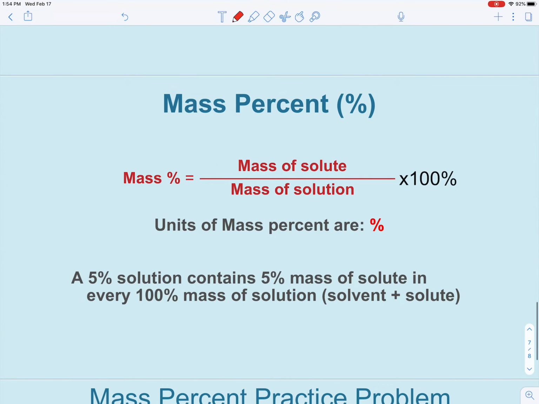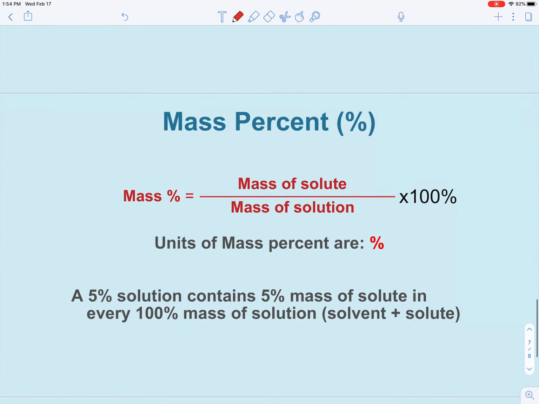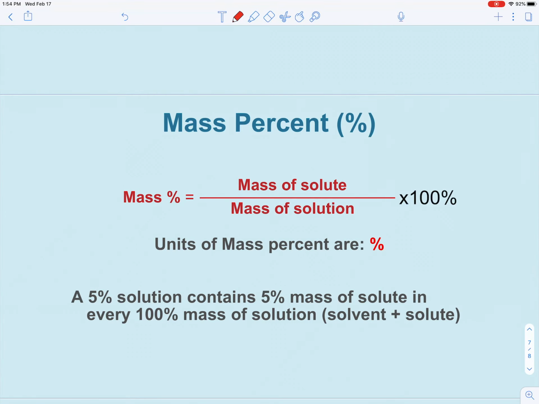Mass percent is a little more common. You might see this on everyday products like your hydrogen peroxide in the store might be 3%. And yeah, so if you see a percentage, what you're looking at is mass percent. That's the mass of solute divided by the mass of solution. So one thing to make note is that the solution is the solute plus whatever you're dissolving it in, the solvent. Okay, so we'll do a practice problem with this and see how this works.